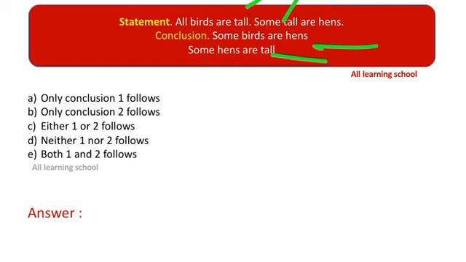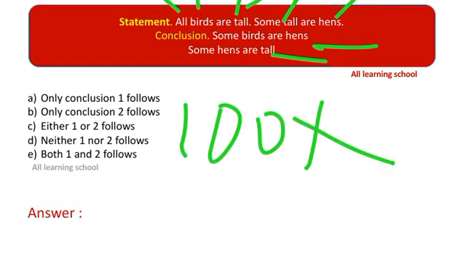And now we'll assign their income. All will be given 150. Birds income is 100, tall income is 50. And in second statement, some will be given the income of 50. Tall income is 50. In both of these statements, tall has not income of 100 in any of these statements. So these two statements cannot be merged.